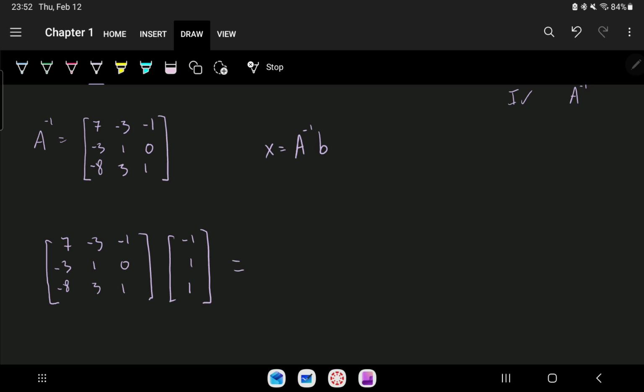So, we could just multiply this, right? So -7 minus 3 minus 1 is going to give us a -11. We have a positive 3 plus 1 plus 0 is 4. And then I have an 8 plus 3 plus 1 should give us 12. Perfect.